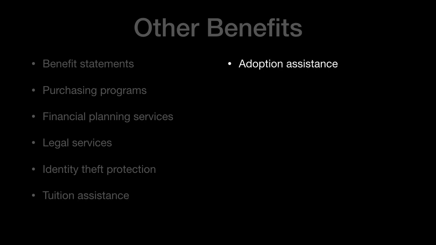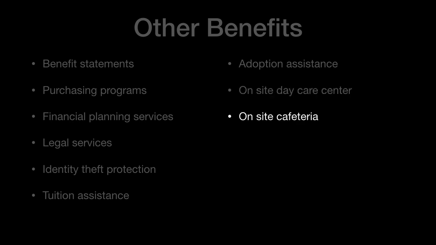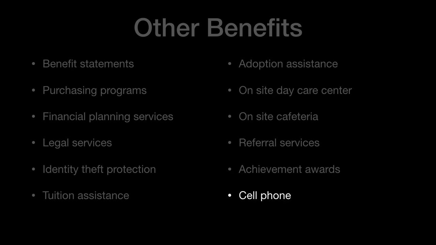Adoption assistance if you want to adopt a child. Some employers provide adoption assistance. Some provide on-site daycare, so you don't have to find a sitter to take care of your children. Some provide meals at an on-site cafeteria. Referral services to services that you might need. And achievement awards, to recognize how long you've worked with a company. Certain awards for doing that. Cell phone benefits, to help pay for your cell phone if you're using it for work. That provides a certain benefit.